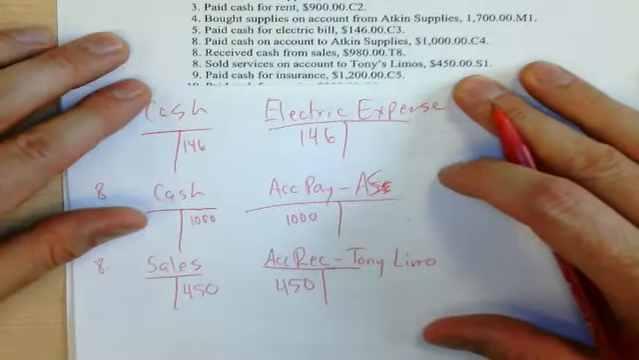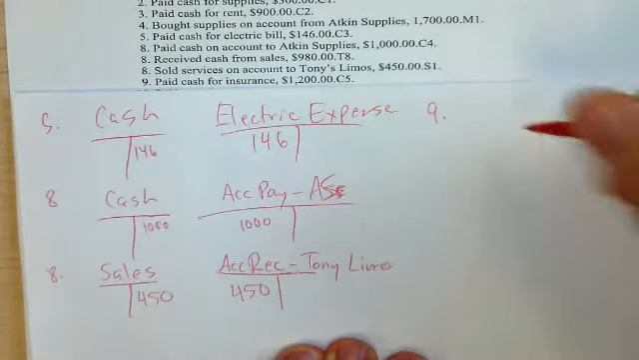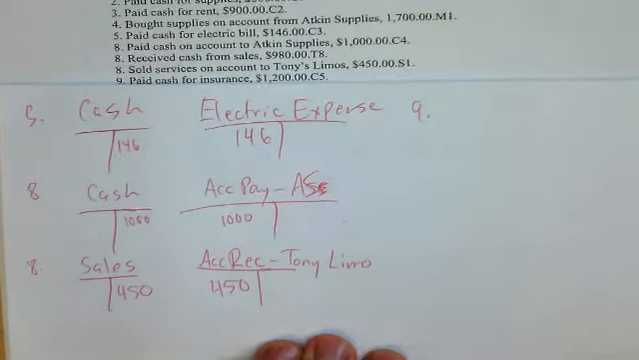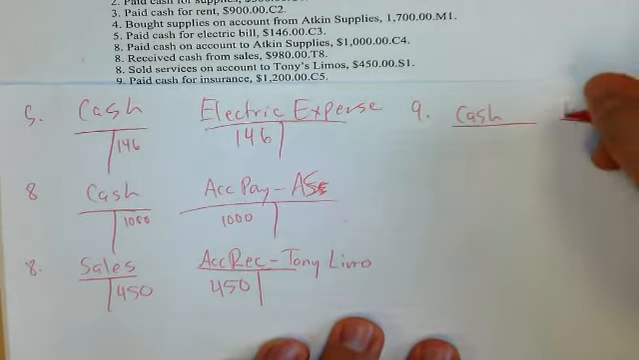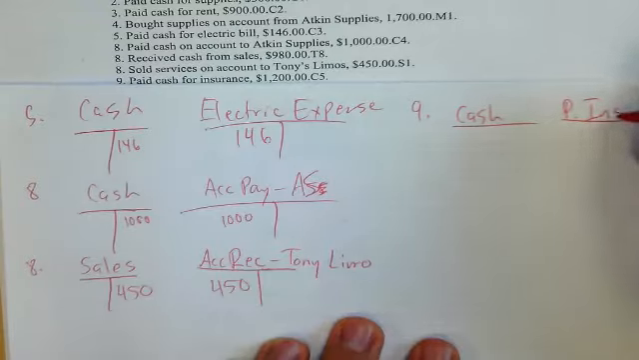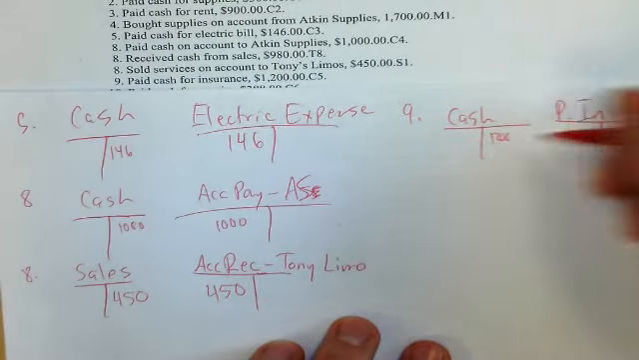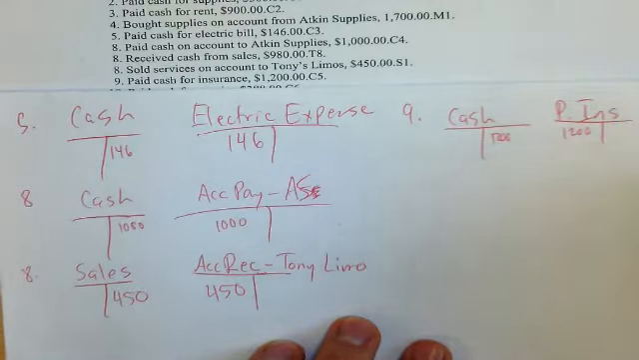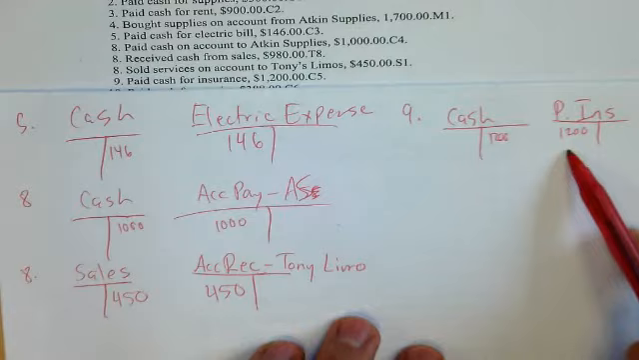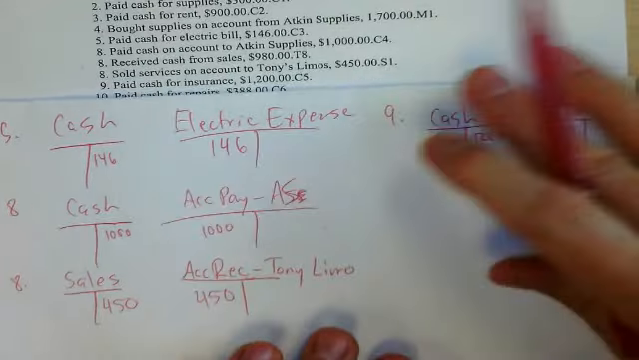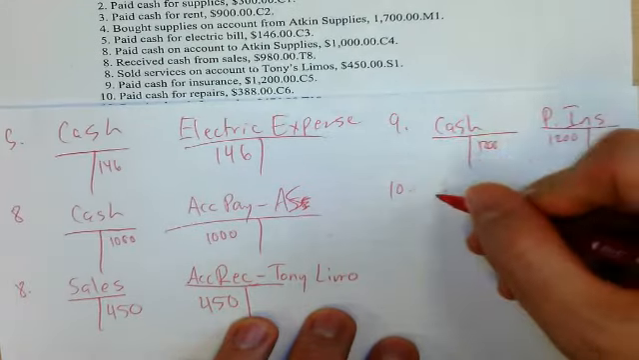The next one, number 9. Paid cash for insurance. What are my two accounts? Cash and prepaid insurance. Cash is going to be credited $1,200, and then prepaid insurance is going to be debited $1,200. Good use of the vernacular also. Cash is credited $1,200. Prepaid insurance is debited $1,200. Transaction complete.